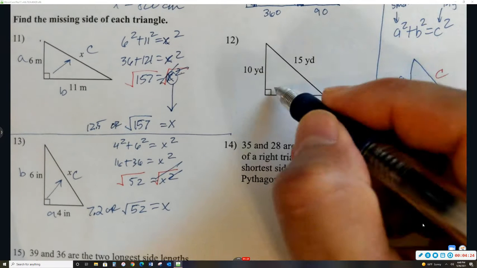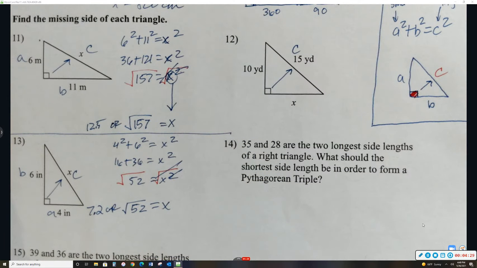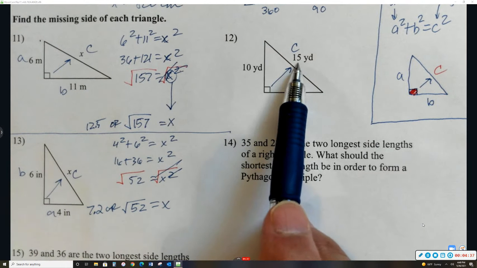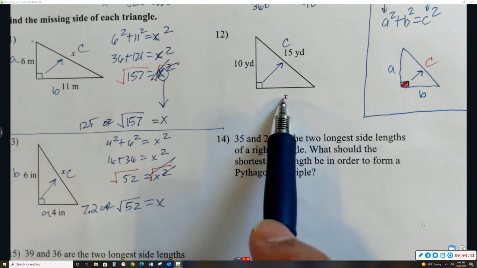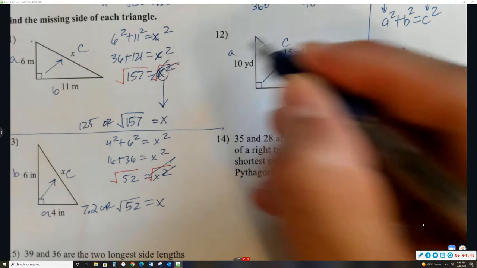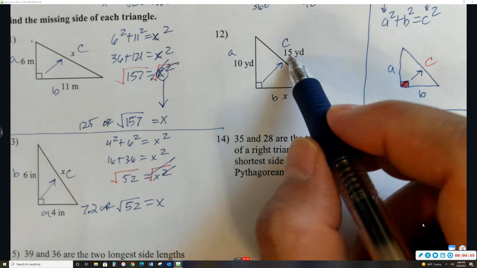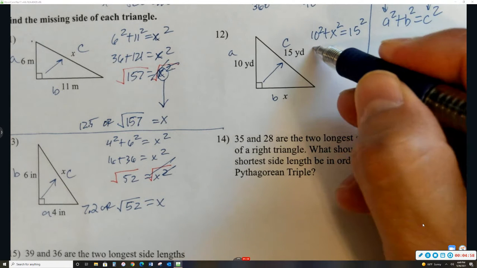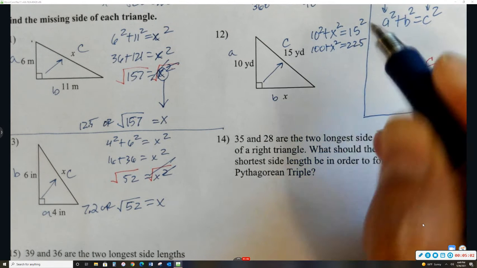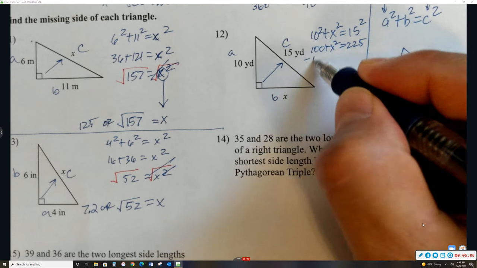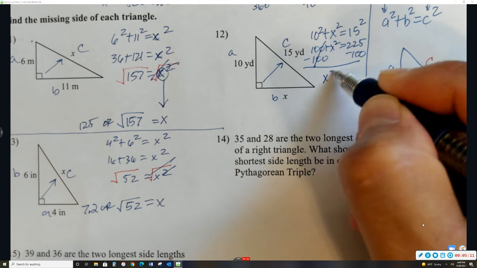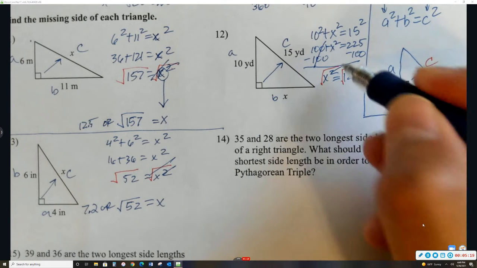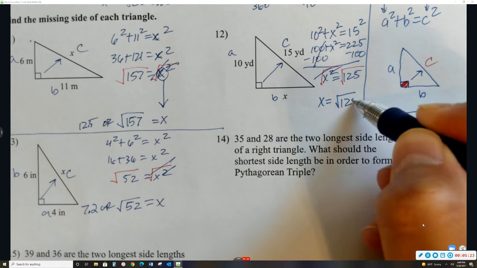So that's 10, 11, 12, and 13. 12 is a little bit different, because we know our C value for 12. For 11 and 13, I didn't know what C was, but for 12 we do. So students are like, well, what is this, and what is this? If I make it look like my triangle diagram, I'm going to say this is A and this is B. The only one that matters is this one. Let me solve it. That's 100, that's 225. To get x by itself, I'm going to subtract 100. That's 0. Then you have x squared equals 125, and next we take the square root.